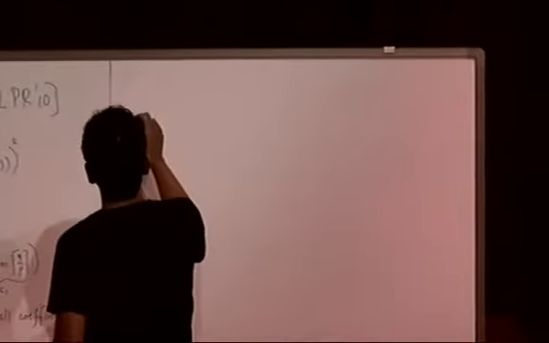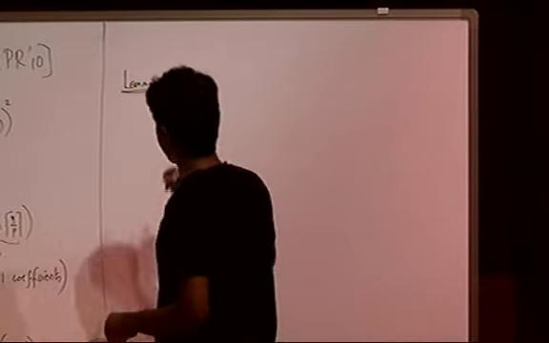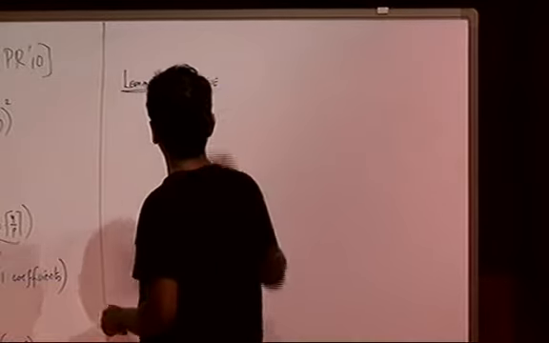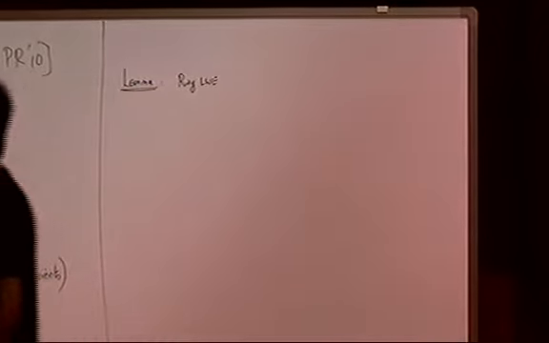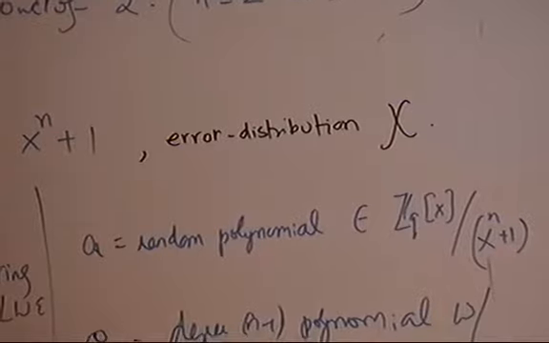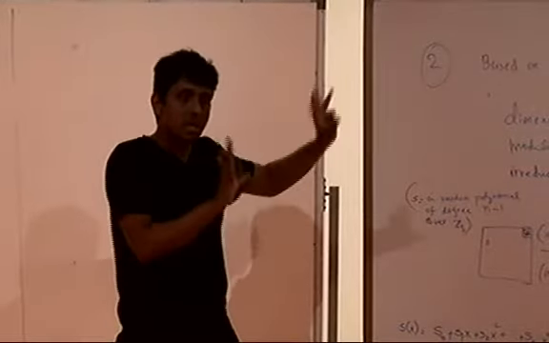In fact, it turns out to be hard, and that is the lemma. So when I define ring LWE, I have to talk about the dimension, the modulus, and the irreducible polynomial, and also an error distribution, chi. What is this error distribution? It's a distribution that produces polynomials with small coefficients, relatively small coefficients. It's some error distribution. I don't care what this error distribution is.